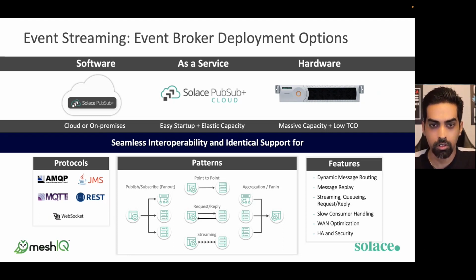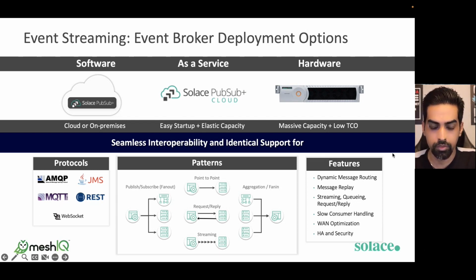Then on top of that, we also launched SaaS of our software event broker. So click-button deploy of the event broker in the cloud of your choosing. It could be GCP, Azure, AWS, obviously, and we also have deployments in other clouds such as Huawei Cloud and Ali Cloud. We support a variety of messaging protocols, which you see over here. And then we also support a number of message exchange patterns.